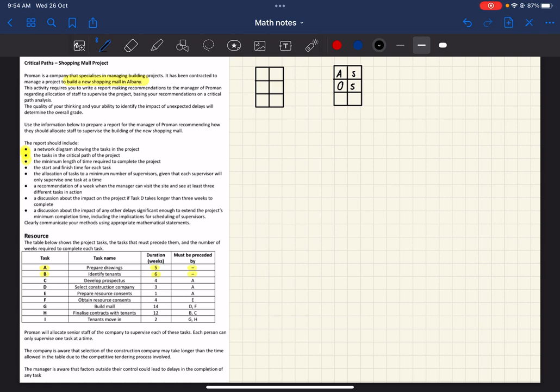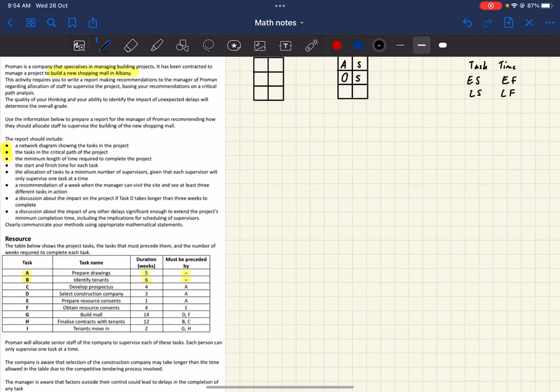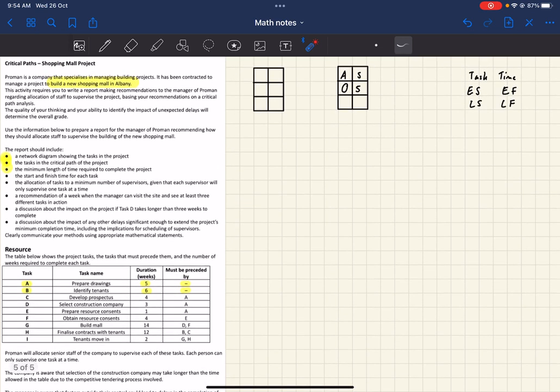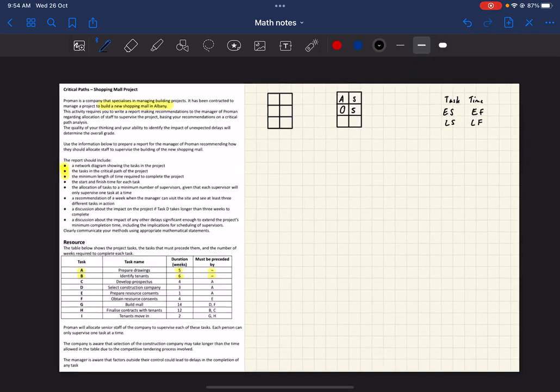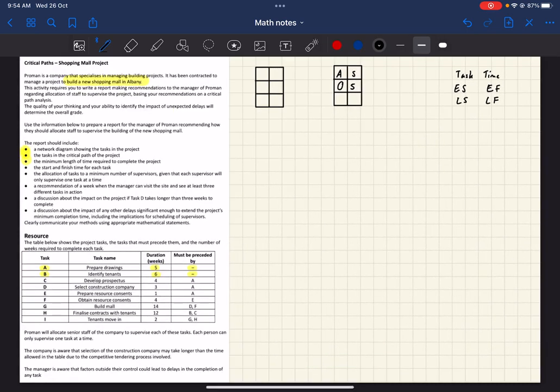So this little table always goes task, time, earliest start, earliest finish, latest start, and latest finish. You only need these 4 in order to get Achieved. So I'm just going to do those 4 in this video. We could also start with B, because it doesn't have anything else before it as well. So I'm going to put it on the same level as A, and then fill that in.